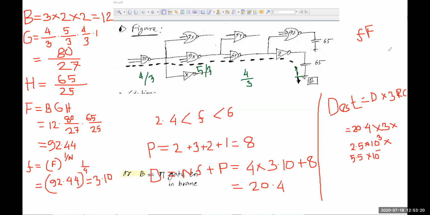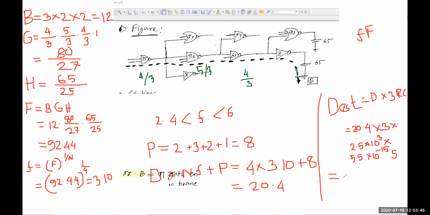Okay, let me give you something. Milli means -3, micro means -6, nano means -9, pico means -12, femto means -15. Since we have converted to ohm and farad, this will be in seconds.